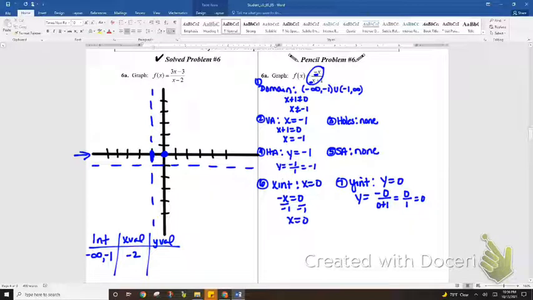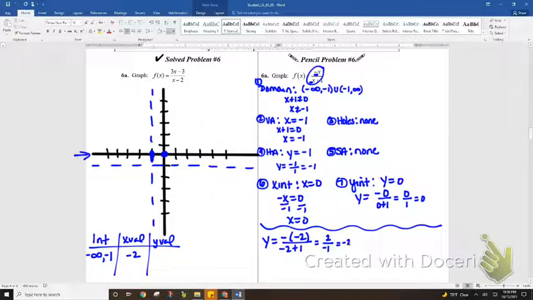Let's plug -2 in. So we get y equals -x over x plus 1, so 2 over -2 plus 1, which is -1, and so I got -2. So I have the ordered pair (-2, -2).